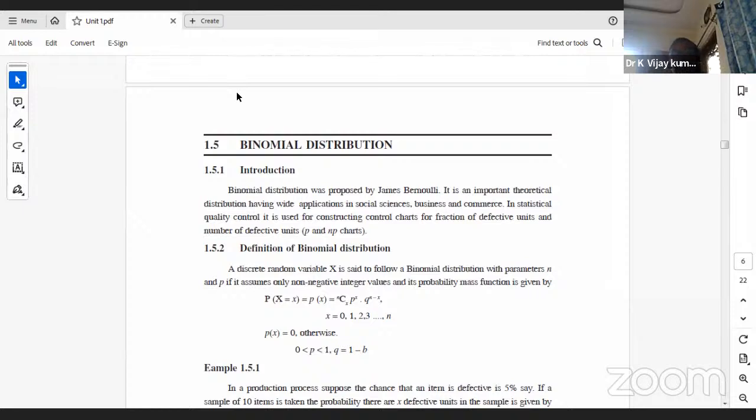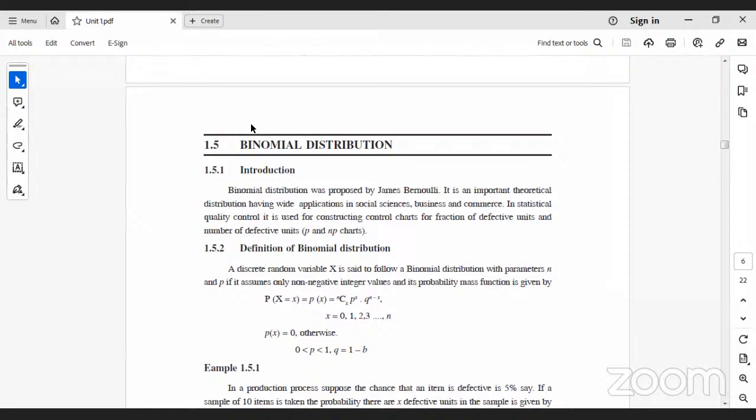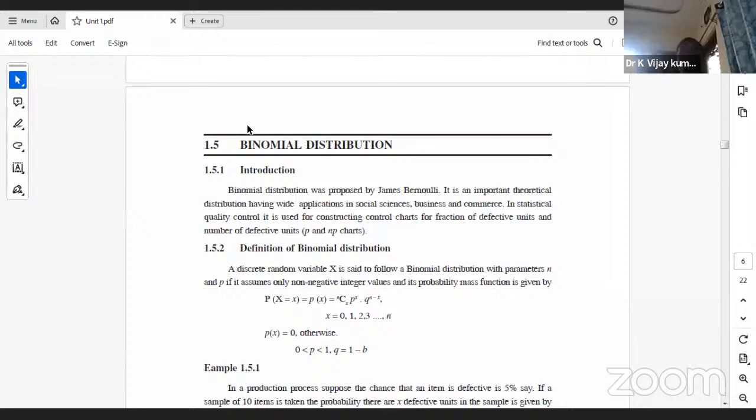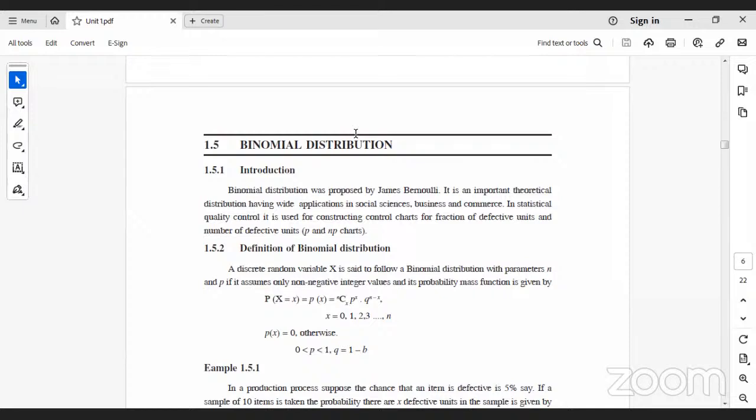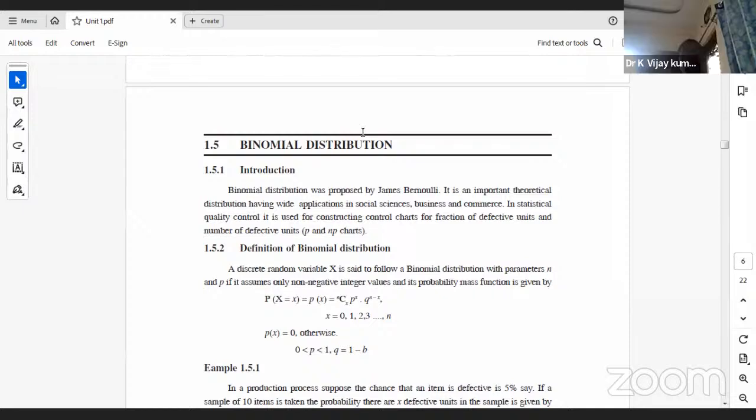If you are understanding, please reply. Yes, sir. Okay. Which study center are you from? Hyderabad. Okay. Did you attend the practical classes at Hyderabad? Yes, sir. Okay. So, listen here.